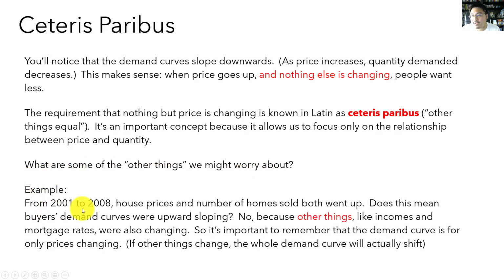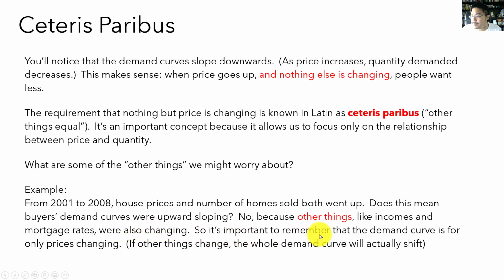So from 2001 to 2008, you might have heard about the Great Recession, but before that there was a big run-up in housing. And so between 2001 to 2008, house prices and the number of homes sold both went up at the same time, right? So quantity and price both went up at the same time. And so does this mean that buyers' demand curves were actually upward sloping, that as prices go up, buyers actually want more of something? Well, not really, because what was happening is that other things, besides just price, were changing at the same time, right? Incomes were going up and mortgage rates were going down, okay?